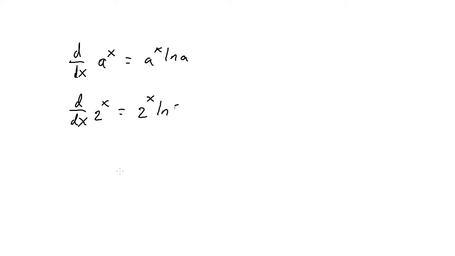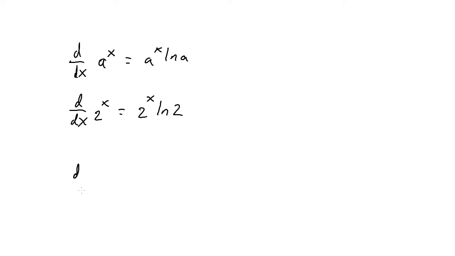Now a new derivative formula that's good to memorize is the derivative of some constant a raised to a power x. So for example, we can have the derivative of something like 2 to the x. And the formula for that is going to be a to the x times the natural log of a. So if we go ahead and take the derivative of 2 to the x, it's going to be equal to 2 to the x times the natural log of 2.